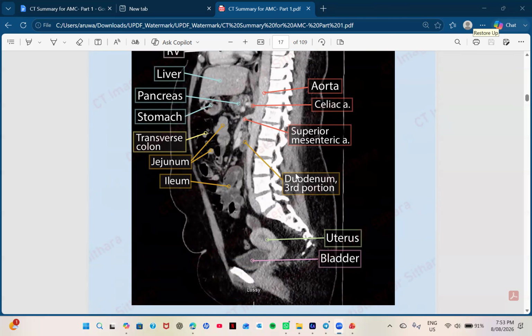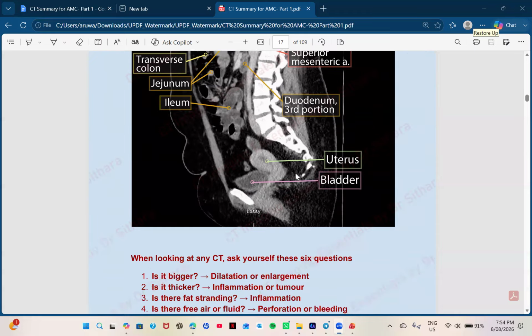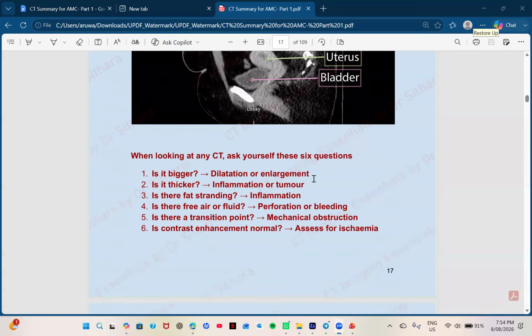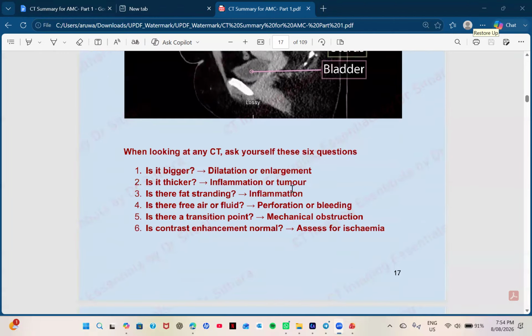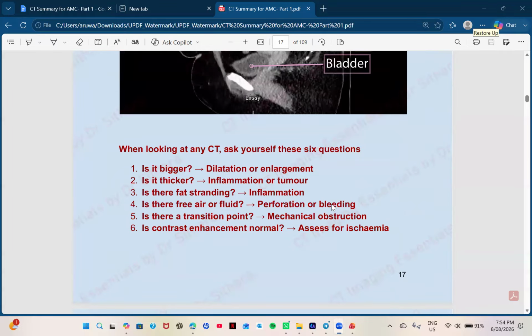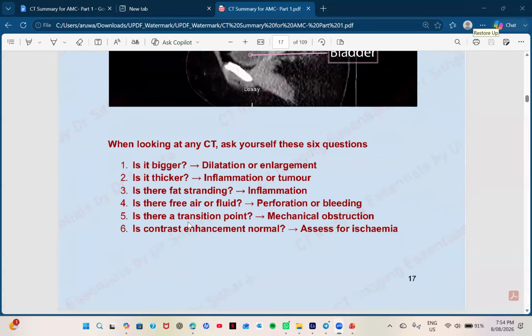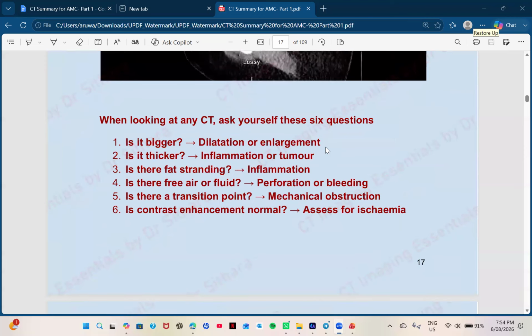Be very familiar with these images, then only you will understand. Otherwise, if you have not studied this CT earlier and you just see the picture, you will be confused: oh my God, what are these things? There can be a lot of things. When looking at any CT, you have to ask these questions yourself. This is a general idea, so don't memorize those things. I'm just explaining because this way you can easily understand.